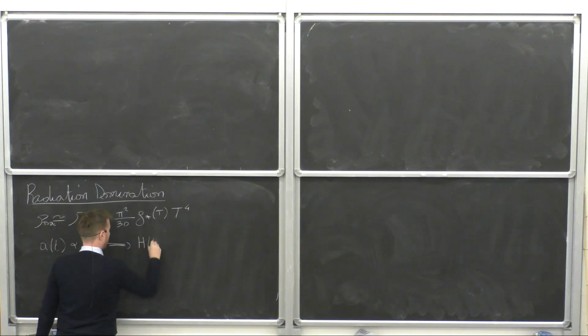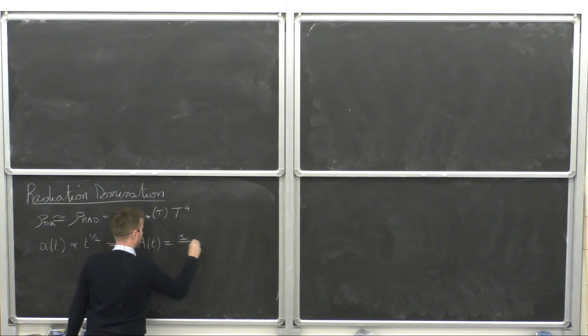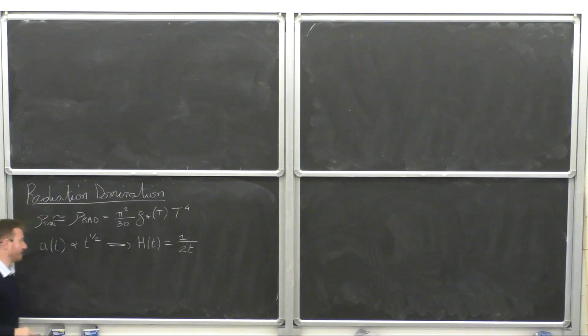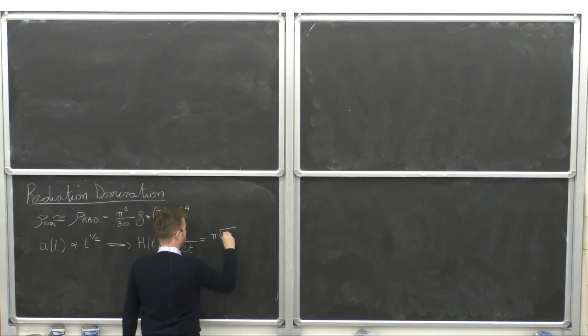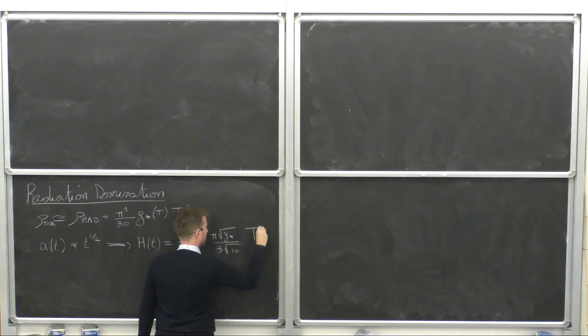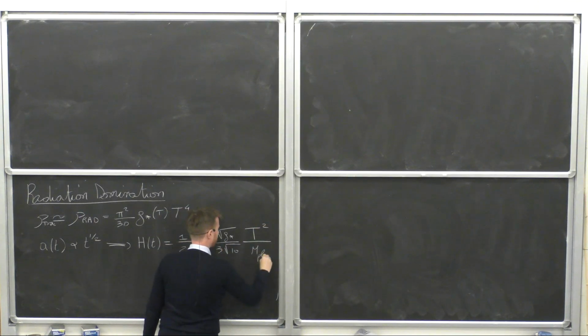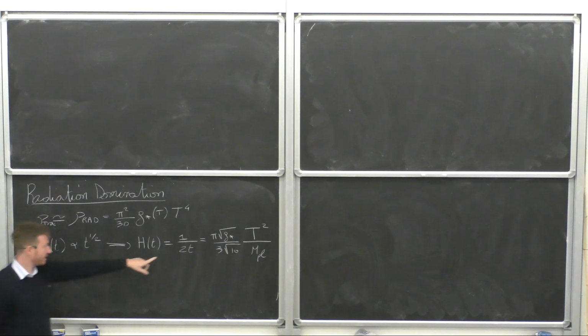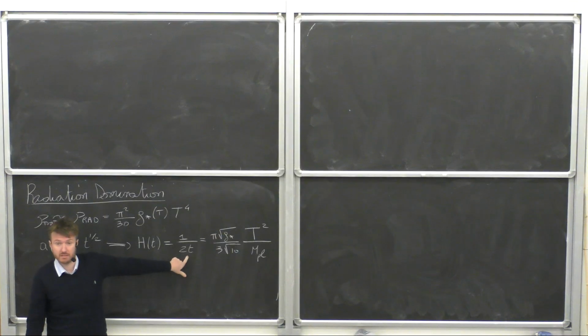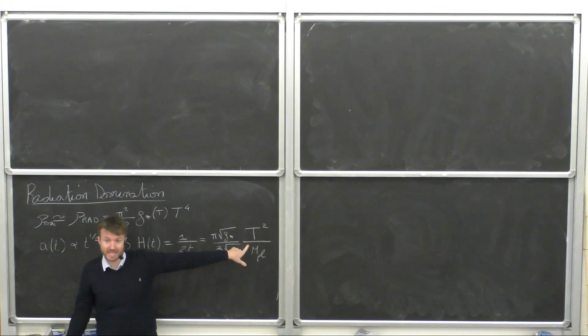So Hubble as a function of t in this phase goes like 1 over 2t, and by using the Friedmann equation, we can find a relation between the temperature of the primordial bath and the time. Okay? And we saw that when the time is equal to 1 second, the temperature is approximately 1 MeV.